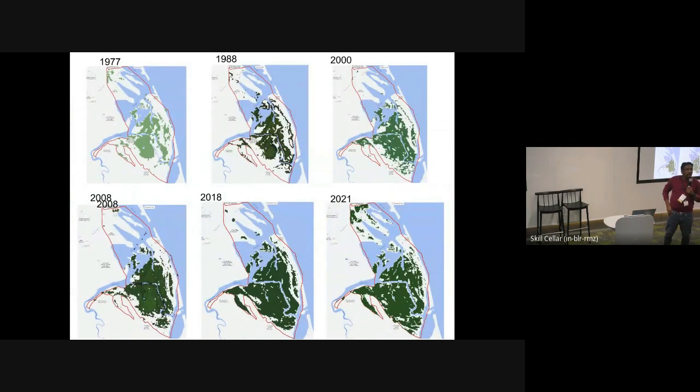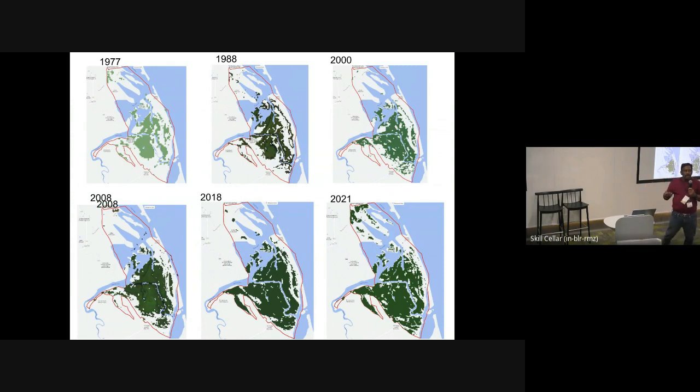And this is a snapshot of the maps. Where you can see 1977, the green patches you're seeing on the screen are the mangrove extent. After the conservation effort started by the government of India as well as the government of Tamil Nadu, slowly the mangrove area has increased over time. As you can see in the image, how the area has increased from 1977 to 2021.